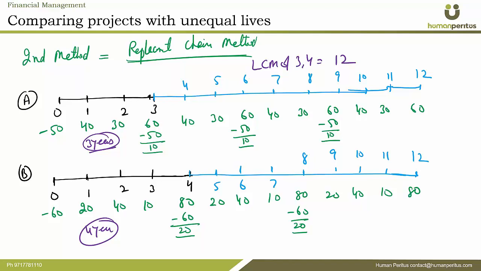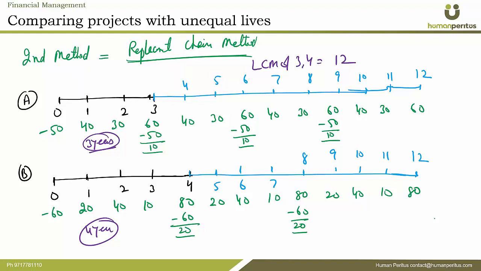Now on the chat box, if one project has a life of 8 years and another one 5 years, then what will be this timeline? One is 8 years, other is 5 years. Their LCM is 40, and you just keep repeating it. Understood? Now just calculate NPV and you can get the answer. Now you can compare both of them.